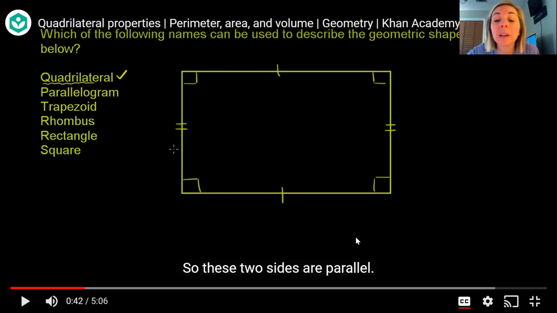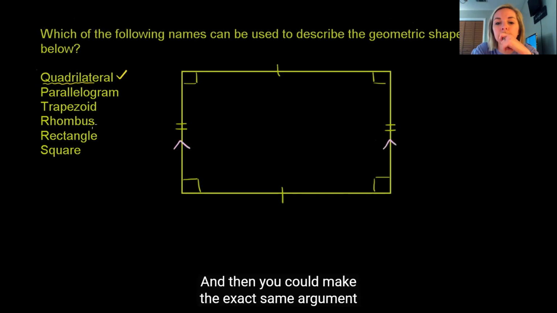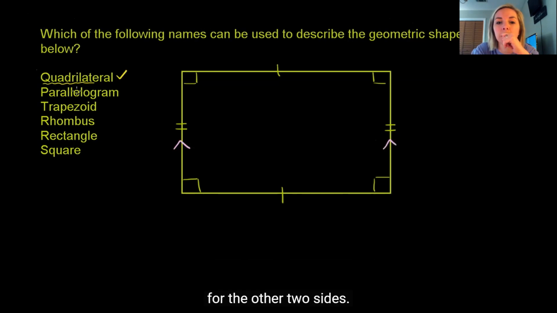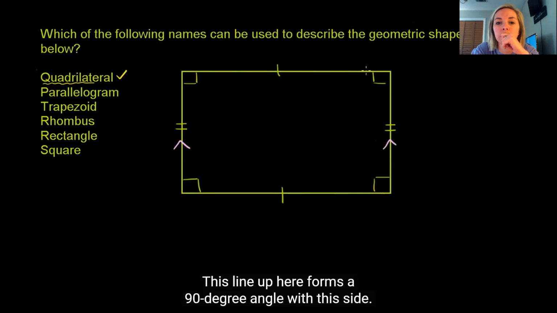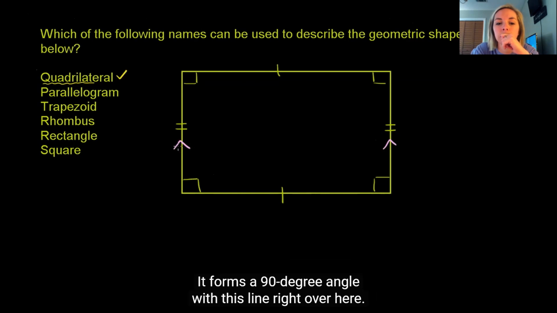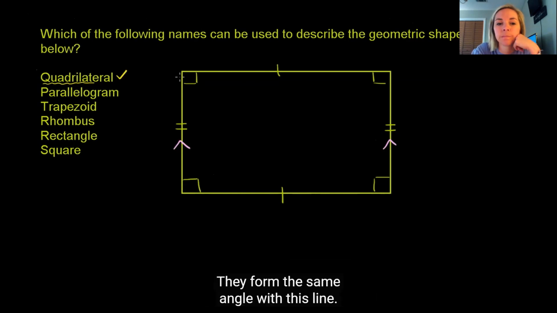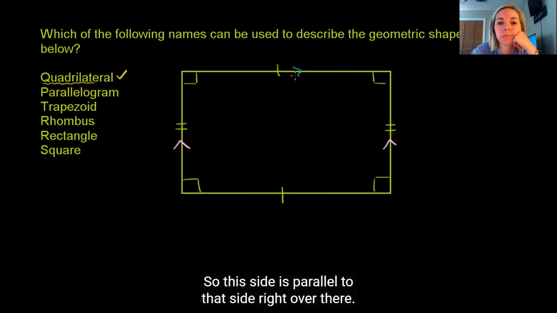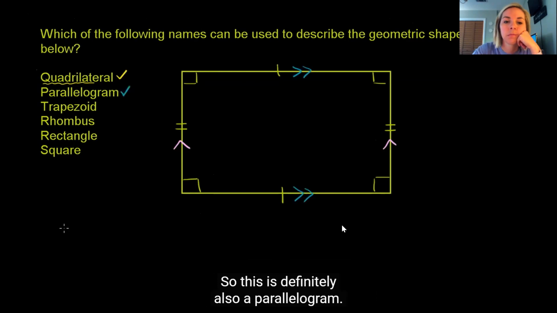These two sides are parallel, and then you can make the exact same argument for the other 2 sides. This line up here forms a 90-degree angle with this side, and so does this side form a 90-degree angle with this line right over here. They form the same angle with this line. They're parallel. So this side is parallel to that side right over there. So this is definitely also a parallelogram.